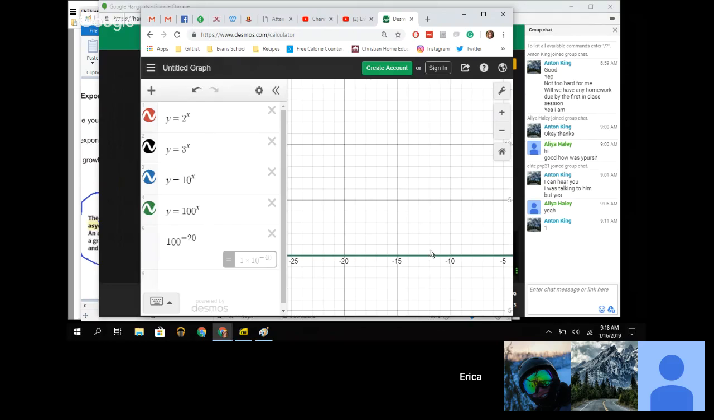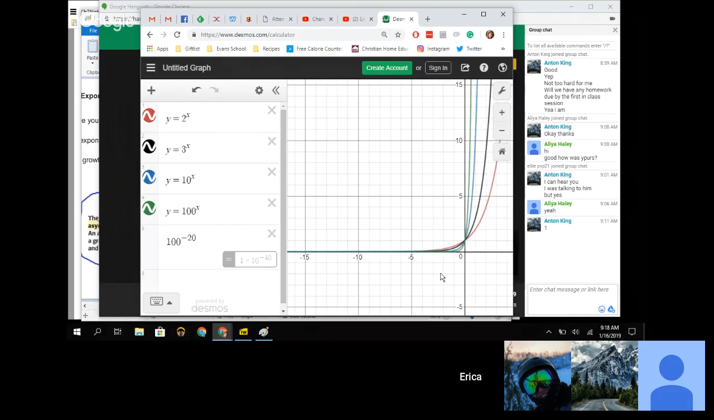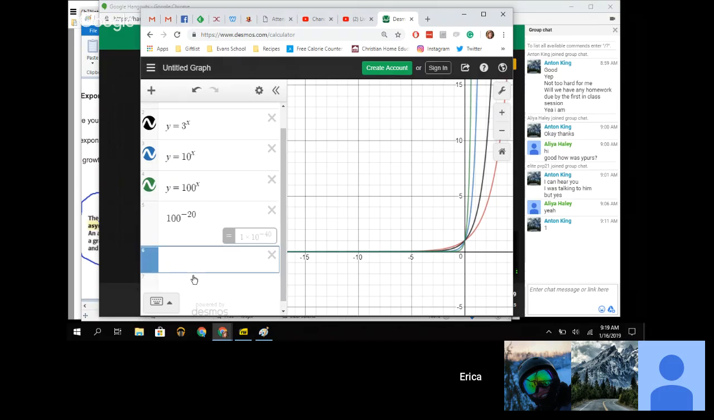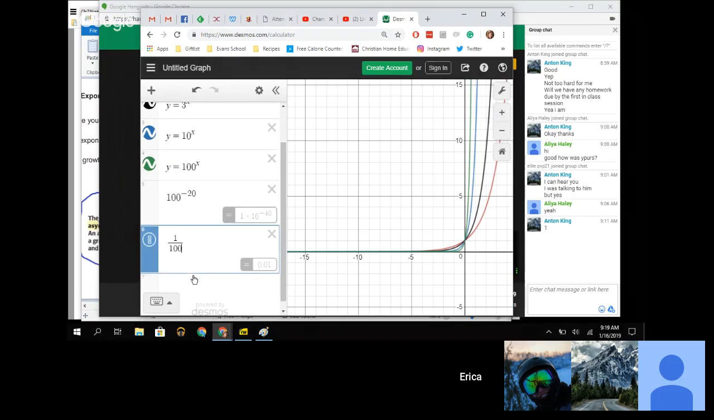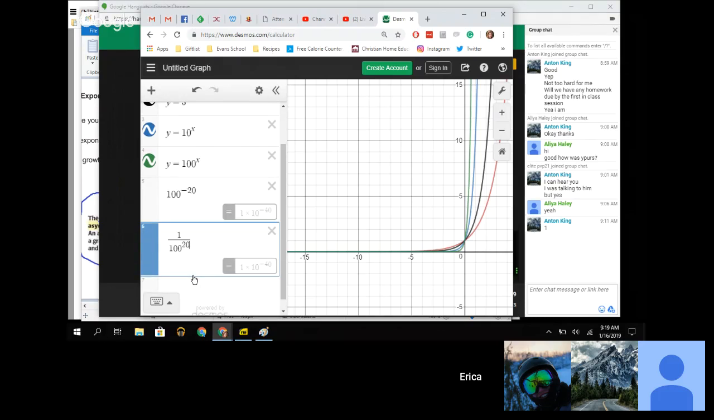So you can see on the left-hand side of the graph, these numbers get really small really fast, because another way to say 100 to the negative 20 power is 1 divided by 100 to the positive 20 power. So you're talking about 1 divided by a really big number, which gives you a really small decimal. All right, so why is that important and why do we care?